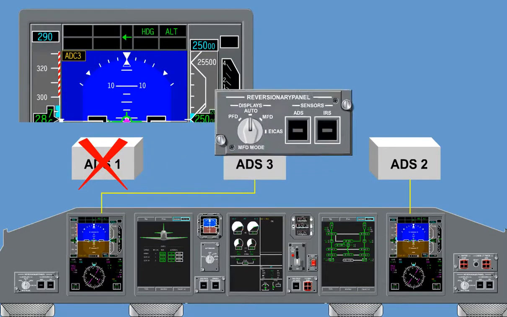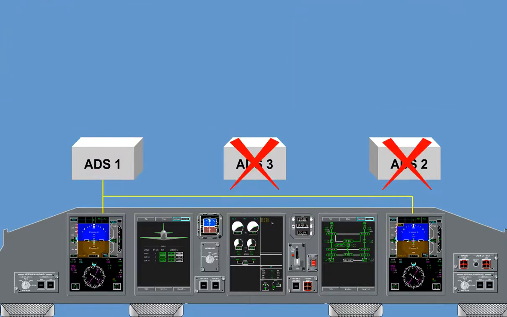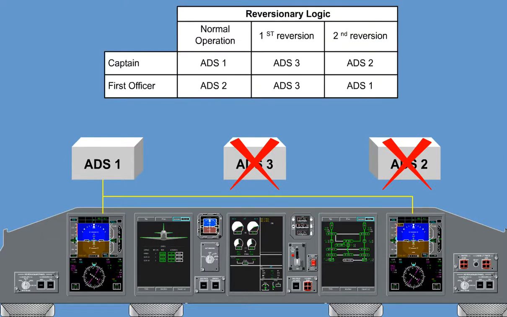In addition, the pilot can select one of the 2 remaining ADSs for the associated PFD's air data display. For 1 or 2 ADS failures, the reversionary logic for the captain and first officer PFDs can be seen in the following table.